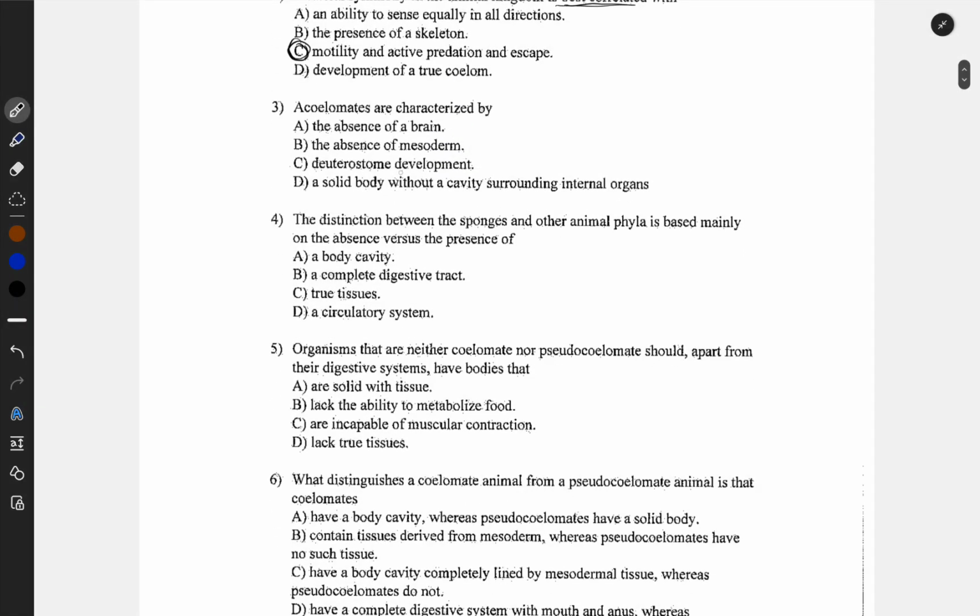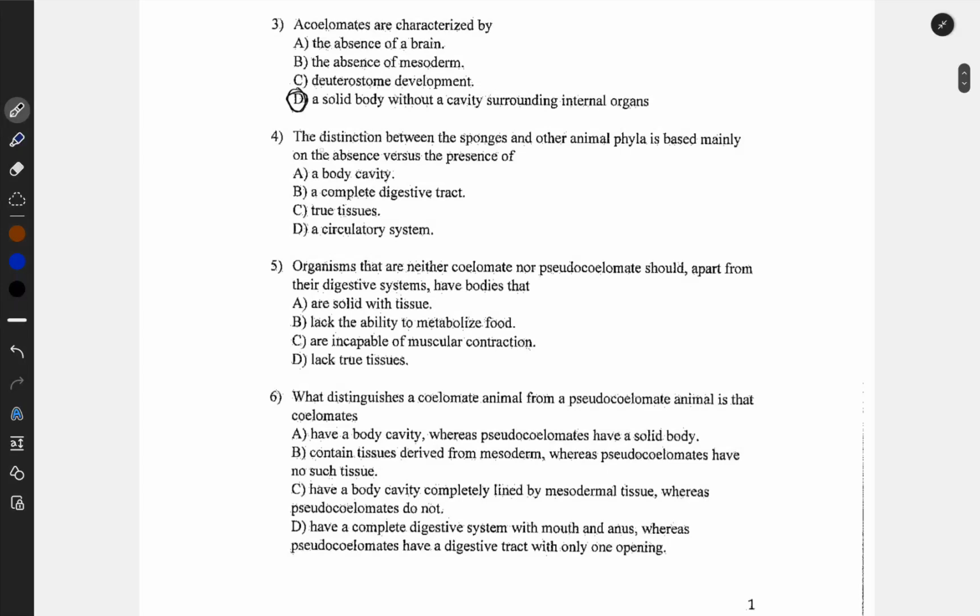Acoelomates are characterized by what? We know that they don't have a coelom at all. The coelom is the space in the body, so they don't have a space. Everything is right in touch. The wall of the body really goes and touches the wall of your gut. The absence of a brain, no. The absence of a mesoderm, no, that is not the reason. Deuterostome development, no. Acoelomates have a solid body without a cavity surrounding it. So it is D, no cavity. Solid body, no cavity. That's acoelomates. We know that. If you are not sure, you go and check the video on coelom.